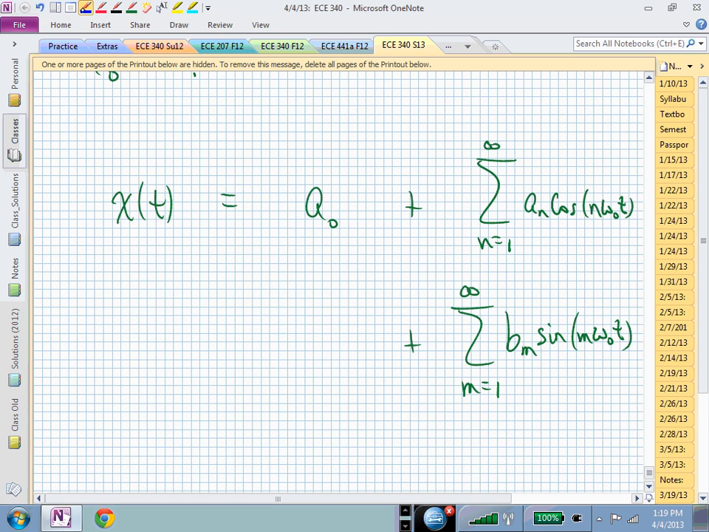What we want to do now is try to find a sub 0. Well, if we integrate all of these terms over one period, and just pick the period that's easiest for you to integrate with respect to, what's going to happen?